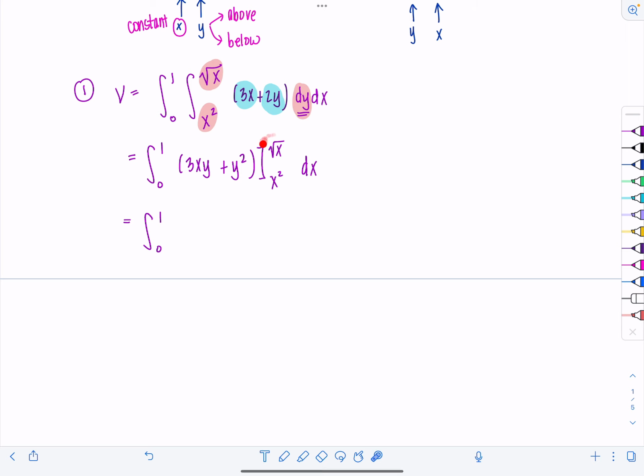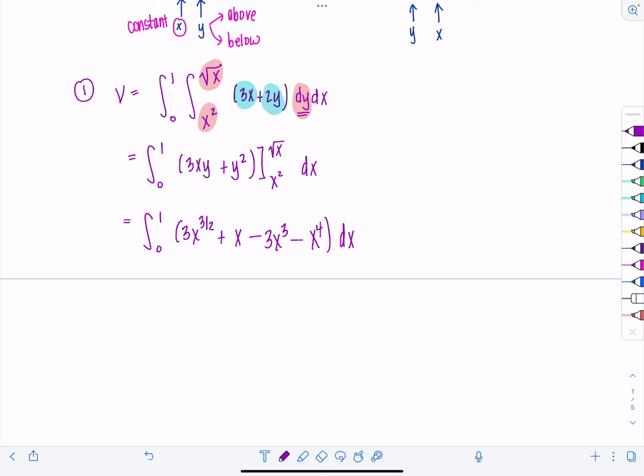3x times, if I plug in rad x for y, that's 3x rad x, that's 3x to the 3 halves, plus y squared, if I'm substituting in rad x for y and then I square it, now it's just plain old x, minus, now I substitute in x squared for y here, so that's going to be 3x cubed, minus, and then again, x squared gets substituted in for y. If I square it again, now it's x to the 4th. Close up your parentheses, dx. Okay, the worst is over.